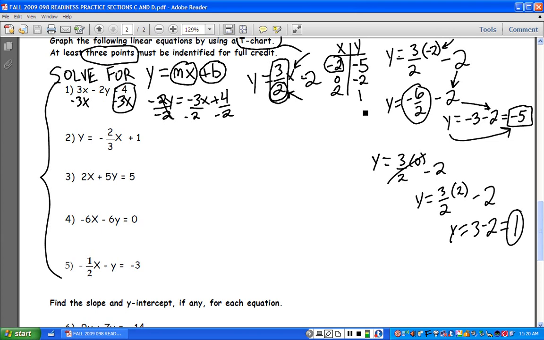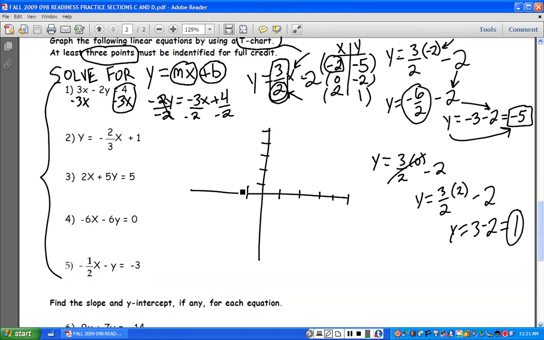Alright, so now we have 3 points. If you notice, that's a point, that's a point, that's a point. So now we can form our graph. And on your test, you will actually be given a graph, so it won't be so much of a problem.